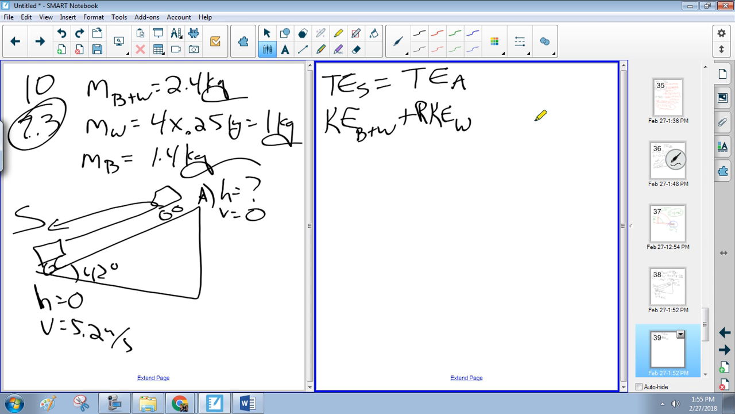That's it, right? Okay. At point A, what type of energy do we have? Just GPE, right? How much mass has GPE? The whole thing, body and wheels. Cool? So the kinetic energy of the body and the wheels. So that's 1/2. Mass of the body and the wheels is 2.4. Velocity is 5.2. Don't forget to square it.